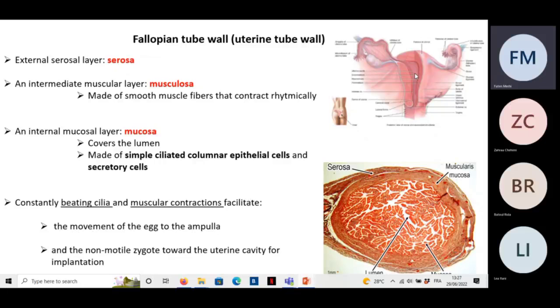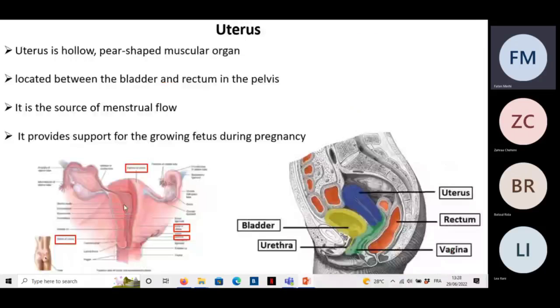Now, the uterus. We will talk now about the uterus. The menstrual flow is the result of the shedding of the endometrium, which is the internal layer of tissue composing the uterus.